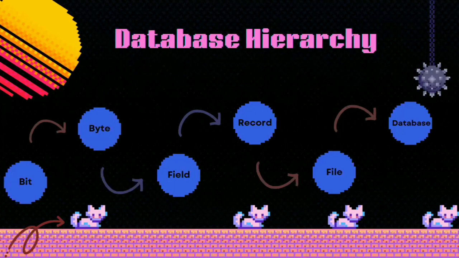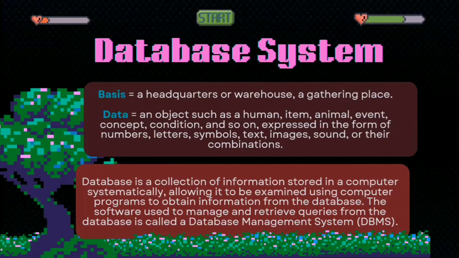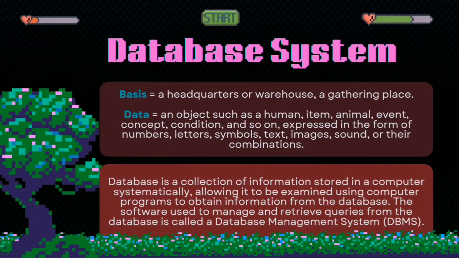The database hierarchy consists of bit, byte, field, record, file, and database. A database system has two meanings. Database comes from base. What is base? Base is a headquarters or warehouse, a gathering place, for data and objects such as humans, items, animals, events, concepts, conditions, and so on, expressed in the form of numbers, letters, symbols, text, images, sound, or their combination.